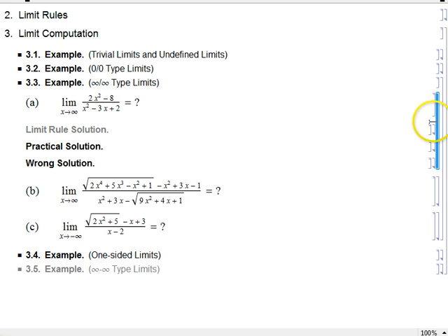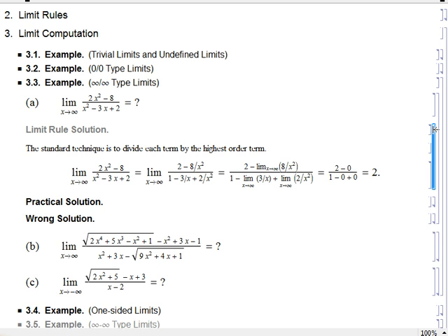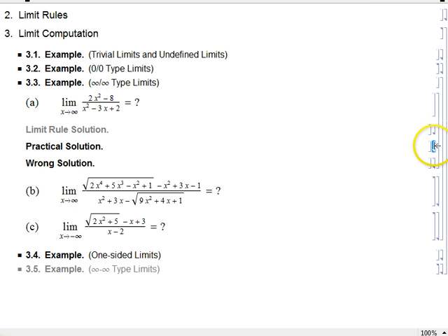One is the limit rule solution, and that's okay, and this is the way the textbook does it. So divide everything by the highest order term, and then please note that 1 over x squared and all those things go to 0, and if you pass those limits in, you have a bunch of zeros except for the highest order terms. So what you have is 2 over 1, the answer is 2. This is perfect. However, there's a little bit of a shortcut that I like a little bit better.